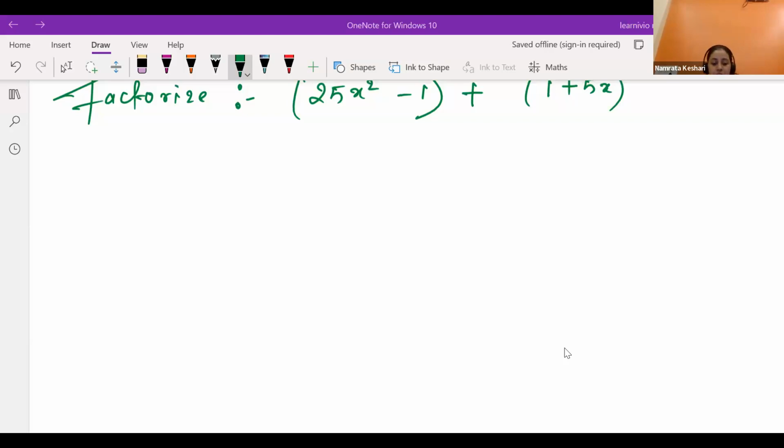Yes. So we were discussing angle of elevation. We will be continuing with the same.